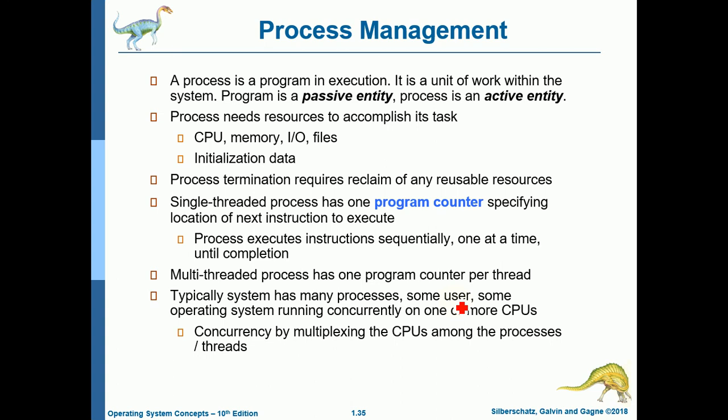And then single-threaded process has one program counter specifying location of next instruction to execute. So process executes instructions sequentially one at a time until completion. So multi-threaded process has one program counter per thread. So we have the single-threaded process and multi-threaded process. Then typically system has many processes, some user, some operating system running concurrently on one or more CPUs. Concurrency by multiplexing the CPUs among the processes or threads.